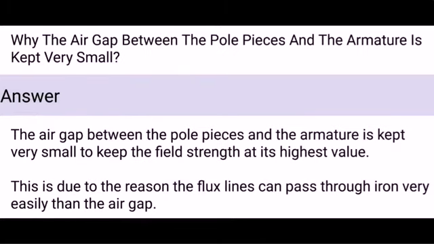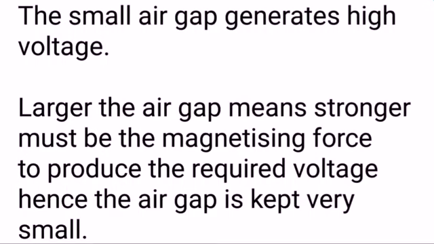Why is the air gap between the pole pieces and the armature kept very small? The air gap between pole pieces and the armature is kept very small to keep field strength at its highest value. This is due to the reason the flux lines can pass through iron very easily than the air gap. The small air gap generates high voltage. Larger the air gap means stronger must be magnetizing force to produce required voltage, hence the air gap is kept very small.